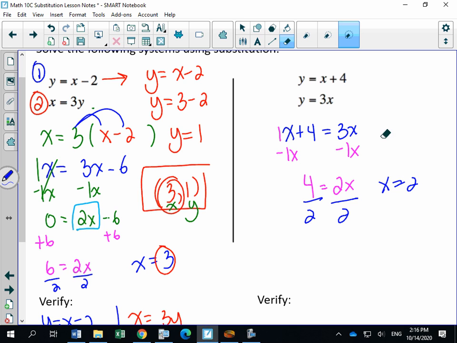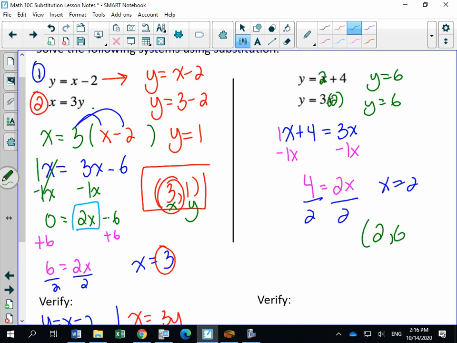So if I plugged x is equal to 2 in the first system, watch what I would get. If I put a 2 here, 2 plus 4 gives me y is equal to 6. Let's say you decided to plug it into the second system. Y is equal to 3 times x. We know that x is 2. 3 times 2 gives me y is equal to 6. So it doesn't matter which system you plug your answer into, you're going to get the same y value in our system. So my answer is 2, 6. And then from there, you would need to verify. So plug your x and y into the first system, plug your x and y into the second system, and make sure that left-hand side equals right-hand side.